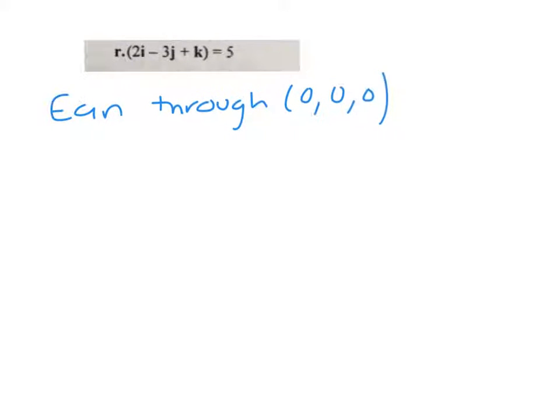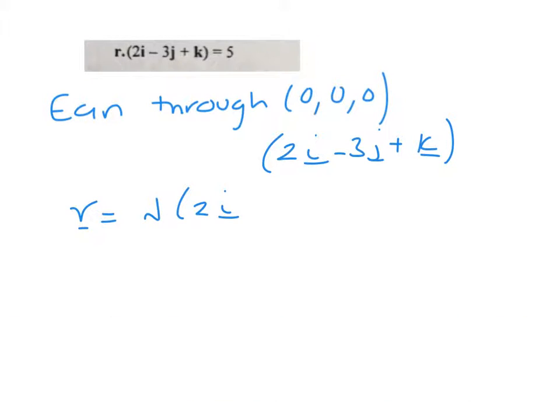If you remember in class, I showed you two methods for doing this very question. First one is where you find the equation of the line, which goes through the origin and is perpendicular to the plane, so we can get the direction from our equation of the plane. So that line would be lambda (2i minus 3j plus k).